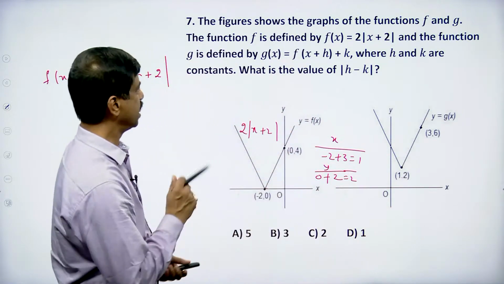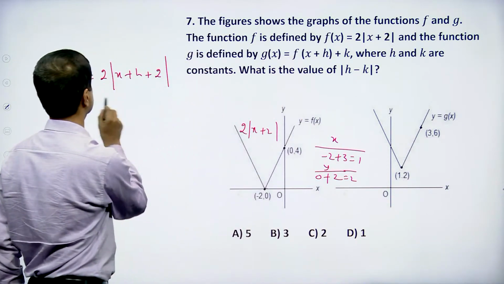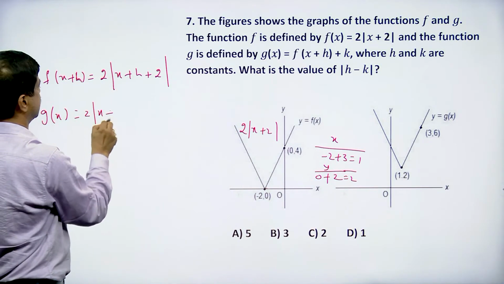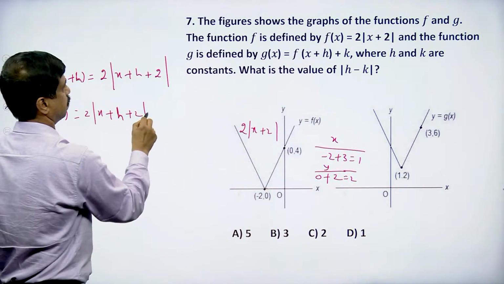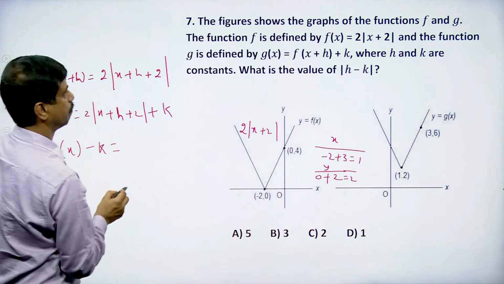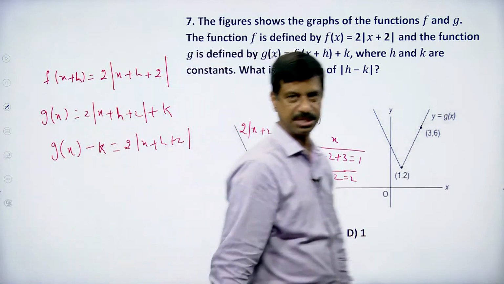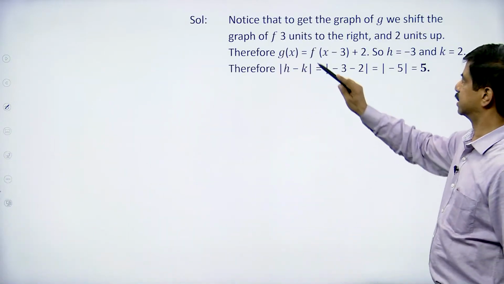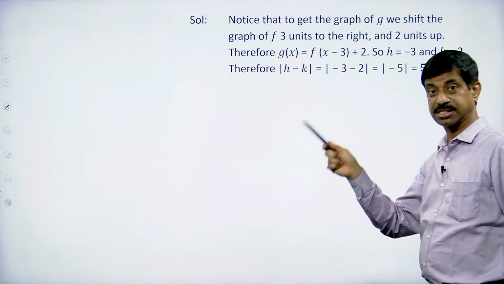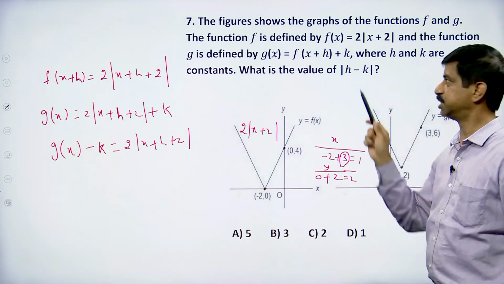Therefore, the point is g of x minus 2 equal to, right side you will get it. So what is this? Plus g of x is 2 times mod of x plus h plus 2 plus k. So g of x minus k equal to this 2 times mod of x plus h plus 2, right. So this is the final form of the function. So now you look at this, g of x is f of x minus 3 plus 2. Why we are taking f of x minus 3? Because x is moved by 3 units, children, you see. So when it is moved by 3 units, it should be minus 3.